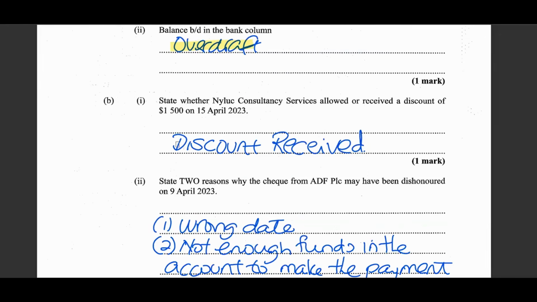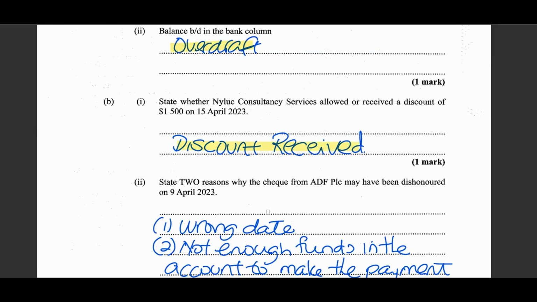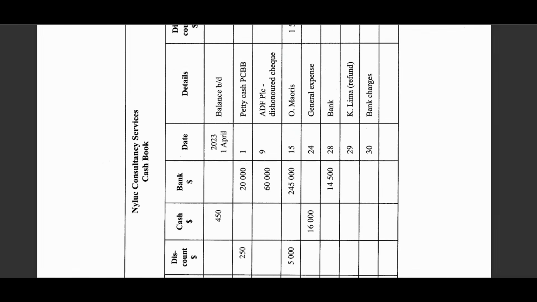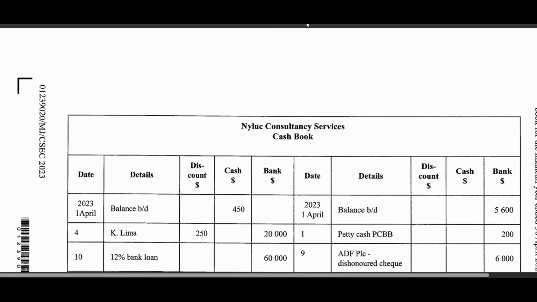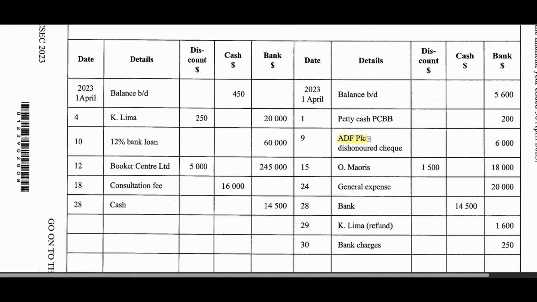Good. Now state two reasons why the check from ADF PLC may have been dishonored on April 9th. Let's see what's going on there. So, dishonored check, let's go back up. Right, this is just on a check that we are talking about. This check was a check that a customer would have given to us. We would have recorded any money coming in, but the bank told us that it did not come through, so we had to reverse it.